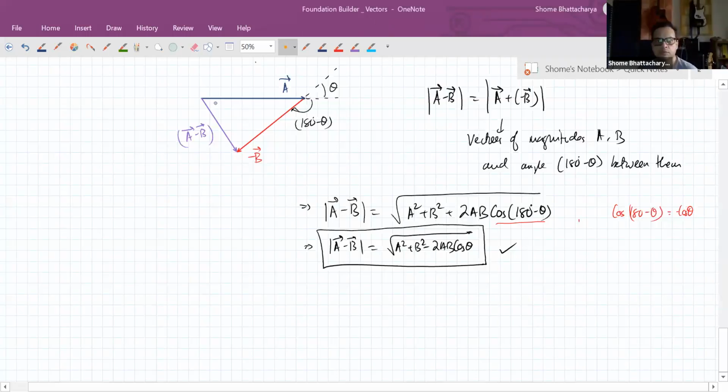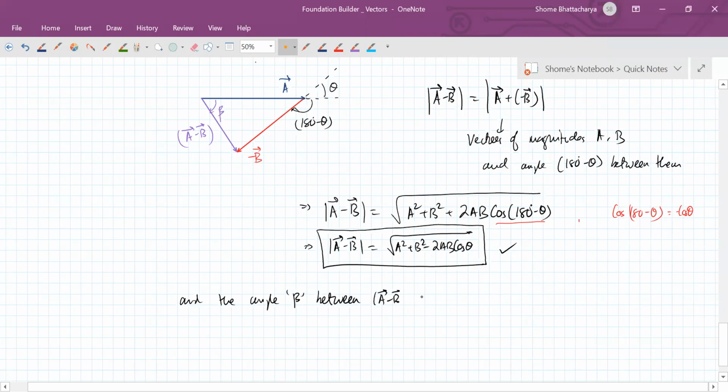Anyway, now coming back to that derivation. So you understood the magnitude of A minus B as root of A square plus B square minus 2AB cos theta. Now we also want to find this angle here. In the diagram, see this angle beta, the angle between A minus B and A.